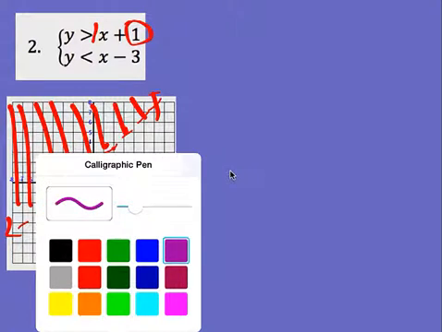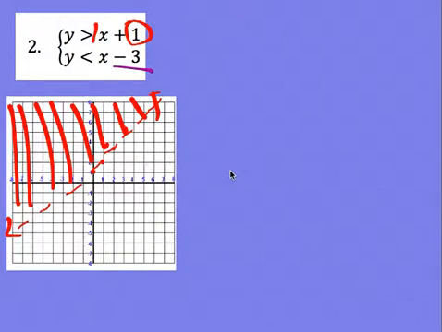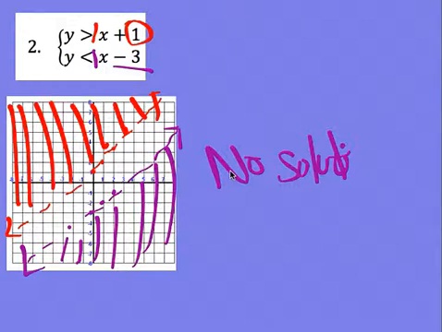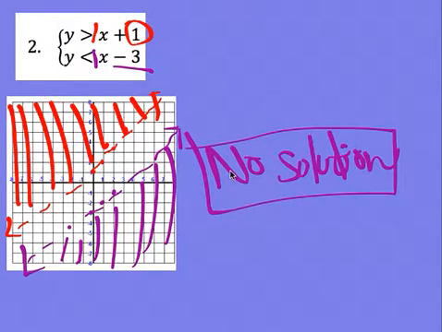So let's take a look at that next line. I'm crossing the y-axis at a negative 3, and again, my slope is 1, which is the same as 1 over 1. So up 1 over 1, up 1 over 1. I'm going to make it dashed. And then I notice that the alligator is facing away from the y, so I'm going to shade down. Here I notice that there's no overlap, which means I have no solution, since we have no overlap. So that's our answer for number 2.